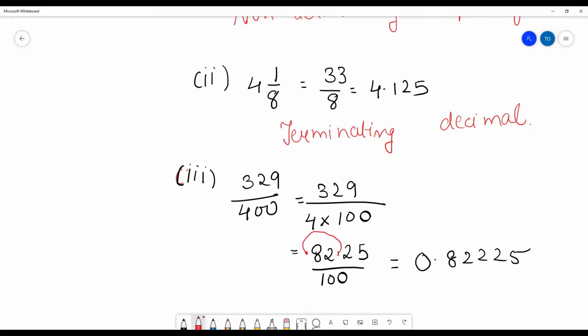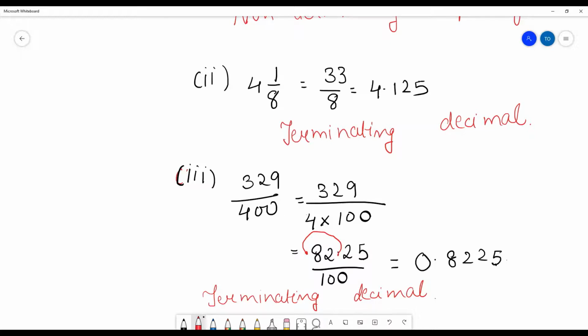So this is our answer. We can say that this is a terminating decimal. Likewise, we can do many. And we can also determine whether numbers are non-terminating or non-recurring.